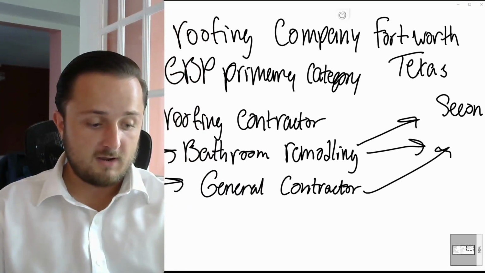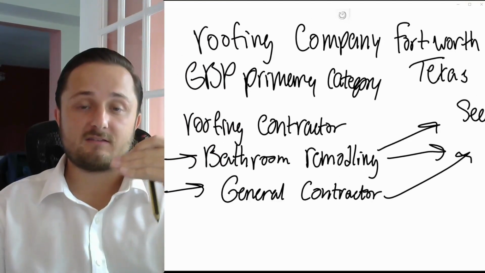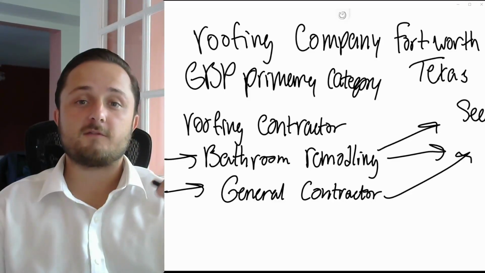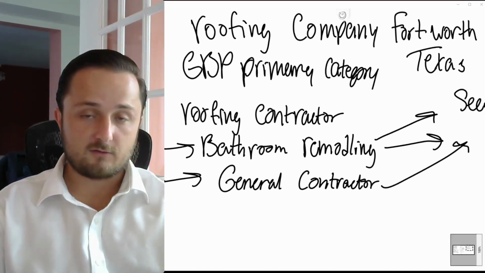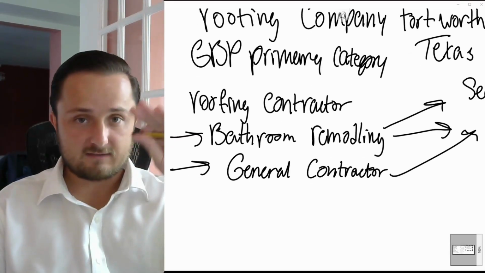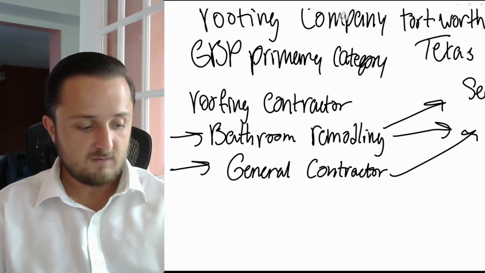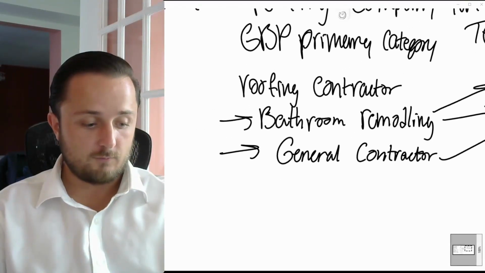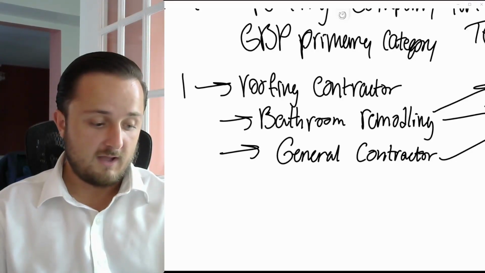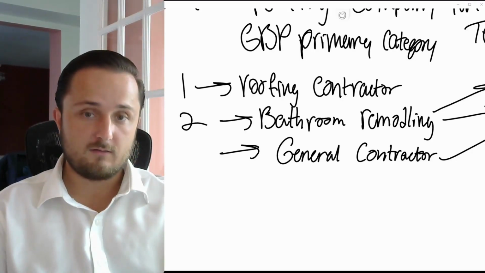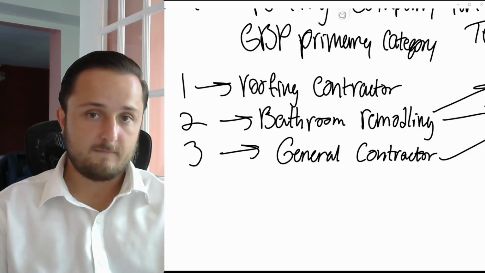Then we can start ranking that profile for that specific service. But for your primary category, your primary service that your business offers, we want it to be specifically for roofing. Now, if you offer these other services, this is when you start getting that second Google Business Profile or even that third Google Business Profile. Let's say you wanted to rank for not only roofing contractor, but you also wanted to have a Google Business Profile for bathroom remodeling, and then have a Google Business Profile for general contractor work, right?